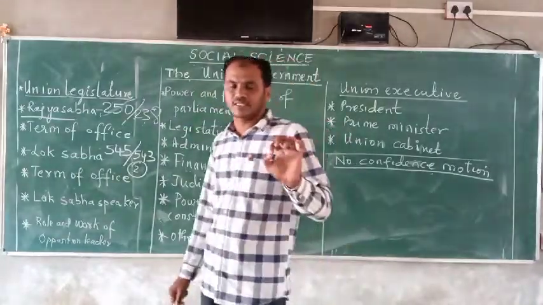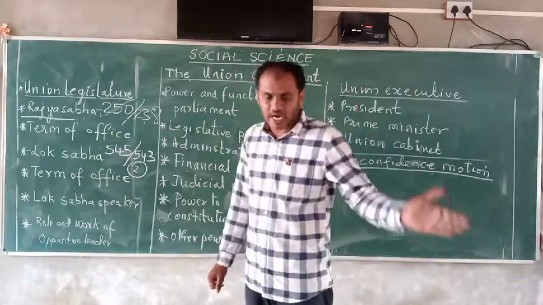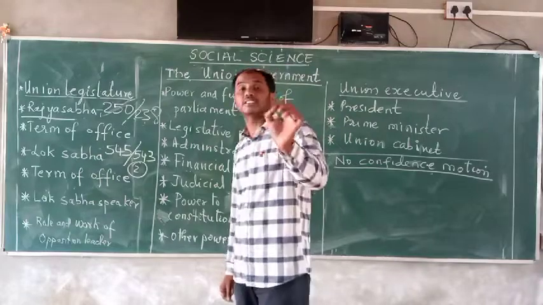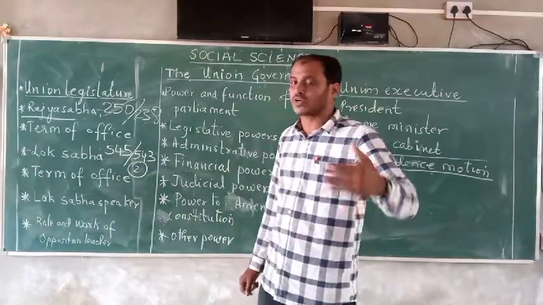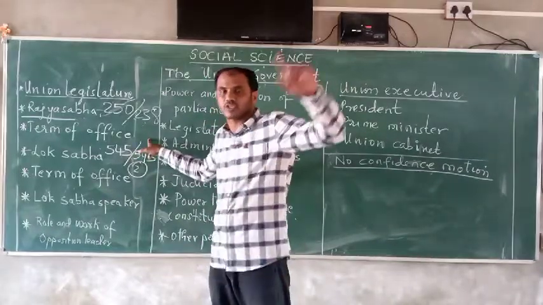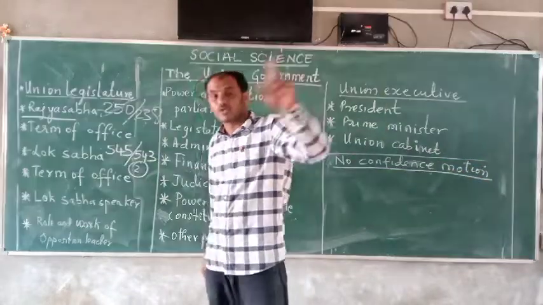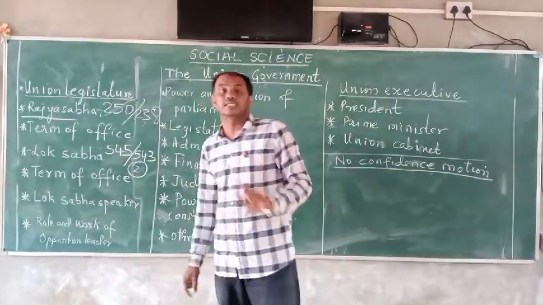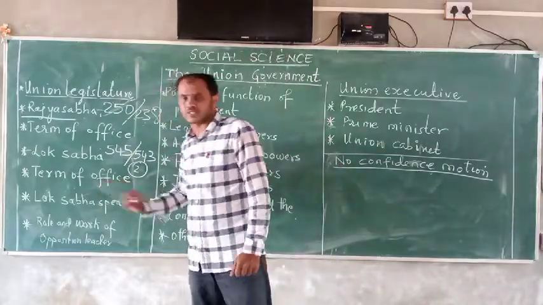In this 543, 79 seats are reserved for the scheduled castes, SC, and 41 seats are reserved for the scheduled tribes, ST.